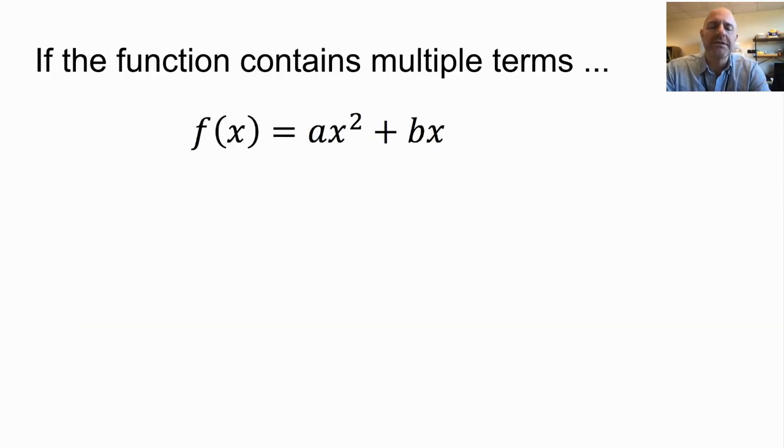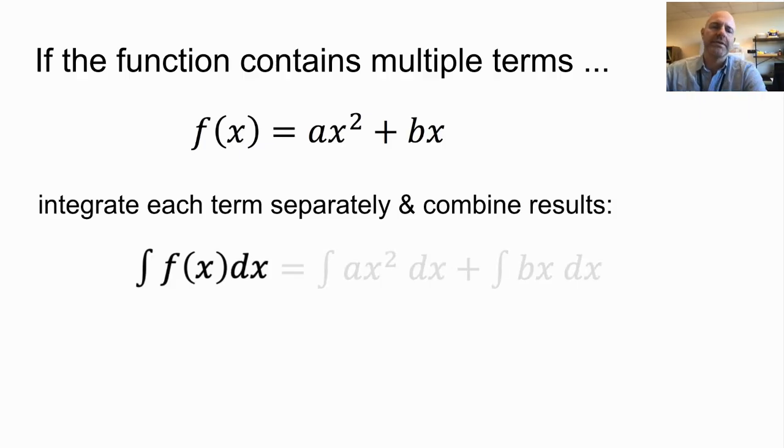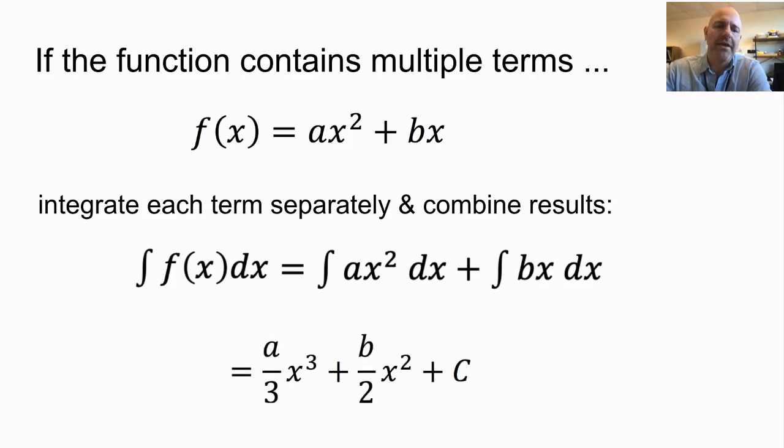If the function contains multiple terms, the function of x is ax squared plus bx, we're going to integrate each term separately. So that breaks into the integral of ax squared with respect to x plus the integral of bx with respect to x, which you end up with a over 3 x cubed plus b over 2 x squared plus a constant of integration. The constants combined, we just have a constant whenever we do this.